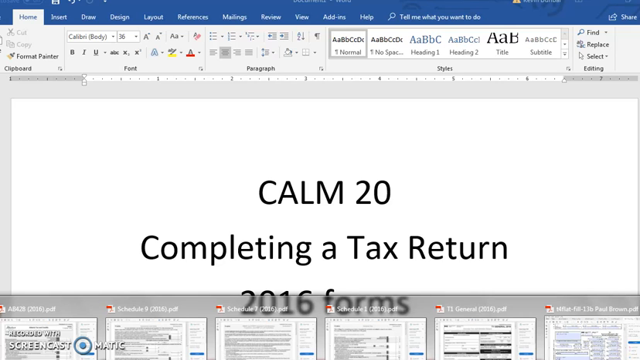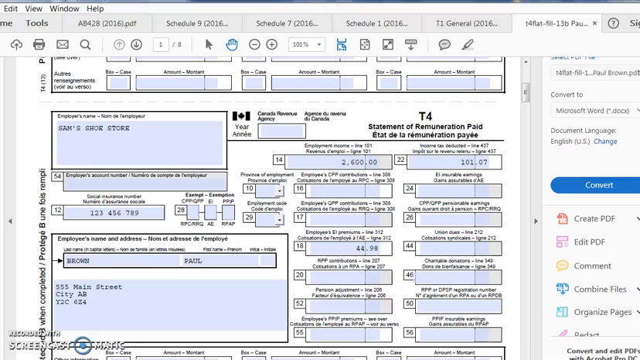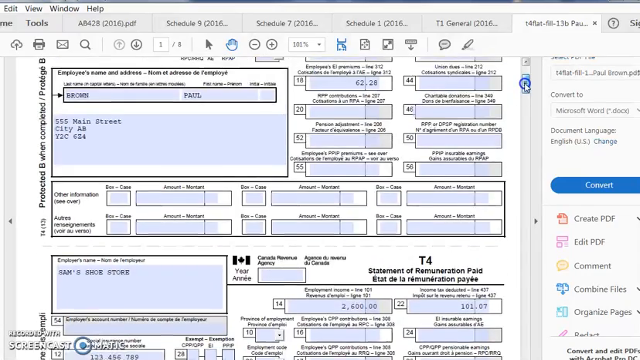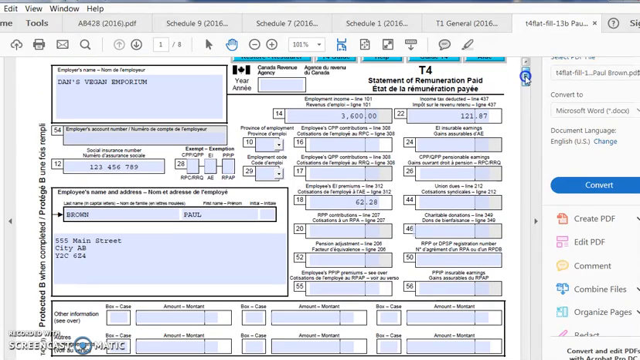Now, Paul has worked at a couple of places, and he has received T4s. The first place that we see that he's worked at is Sam's Shoe Store. We can see his T4 receipt here. I will be referring to these throughout. And as we take a look, he has also worked for Dan's Vegan Emporium, and this receipt is here, and he will be using things from both receipts.